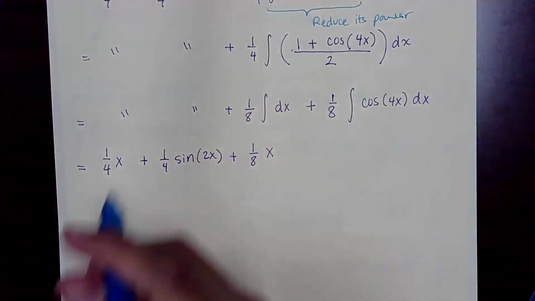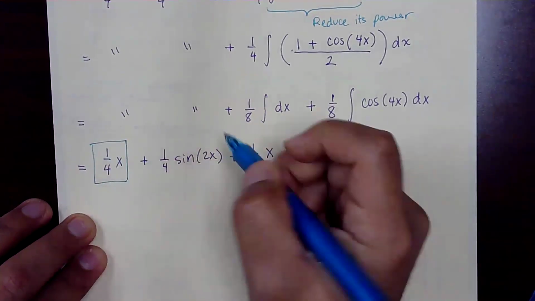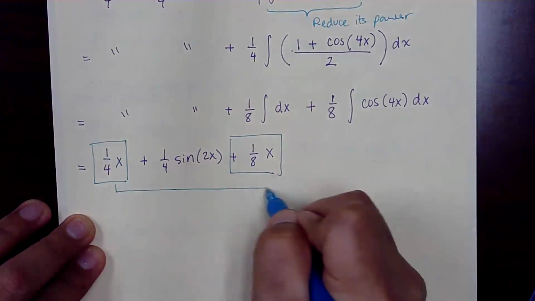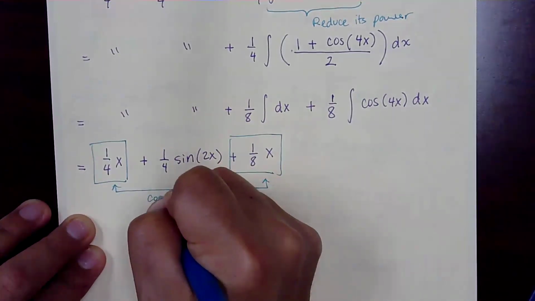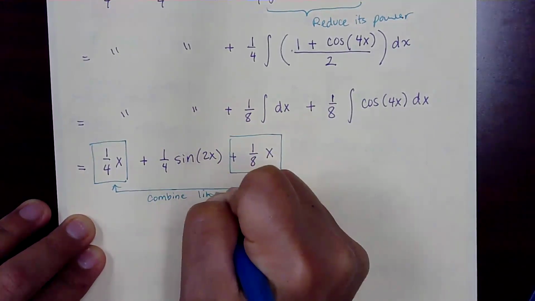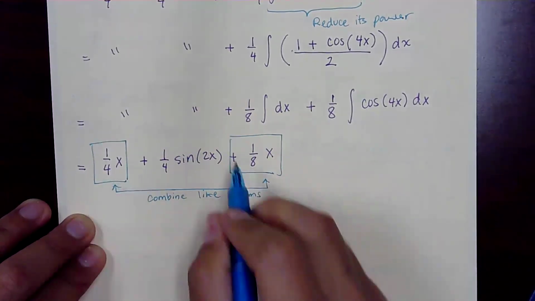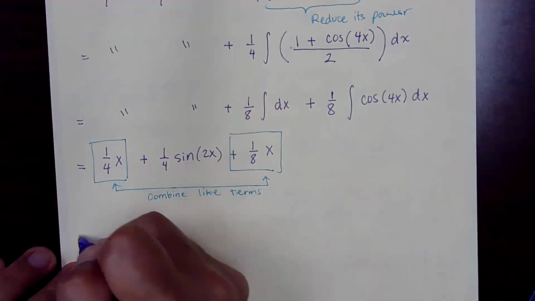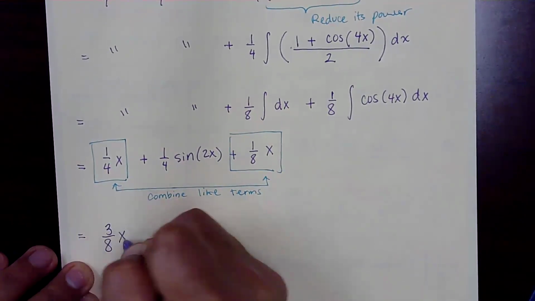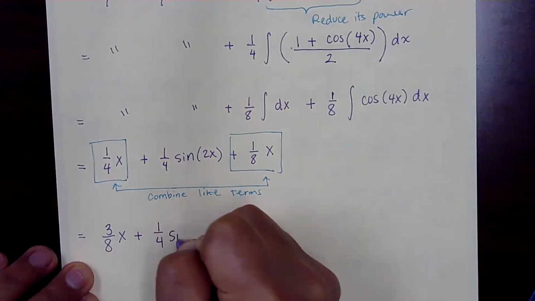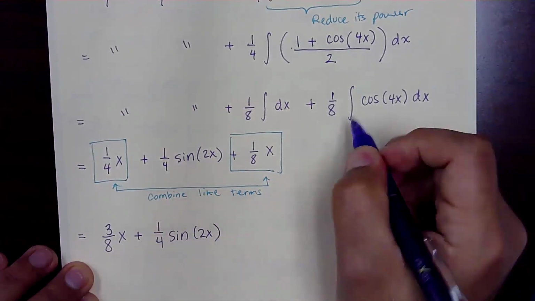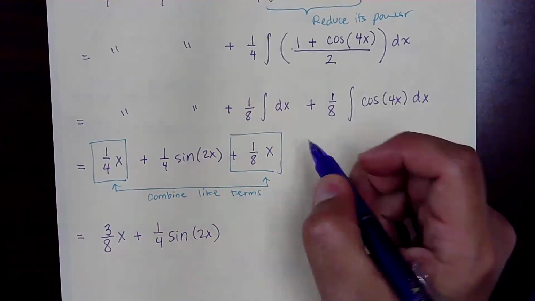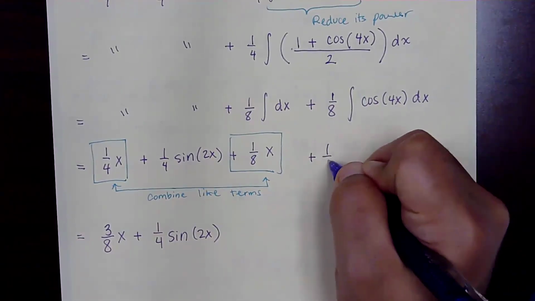And the only reason I'm bringing those guys in is because these are like terms. So I'm just going to combine like terms. 1/4 plus 1/8 is going to be 3/8. 3/8 x plus 1/4 sine of 2x. And I haven't forgotten about this integral on the very end that we still need to integrate. So we're going to have plus 1/8.